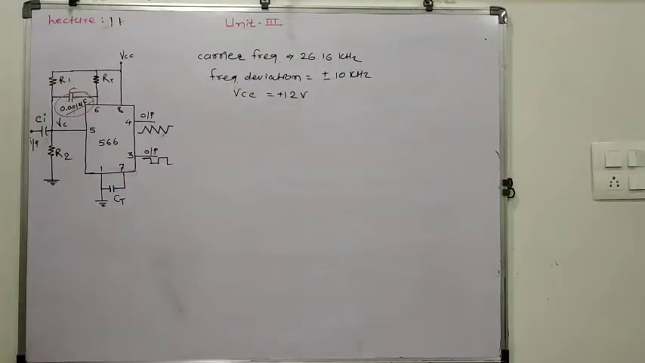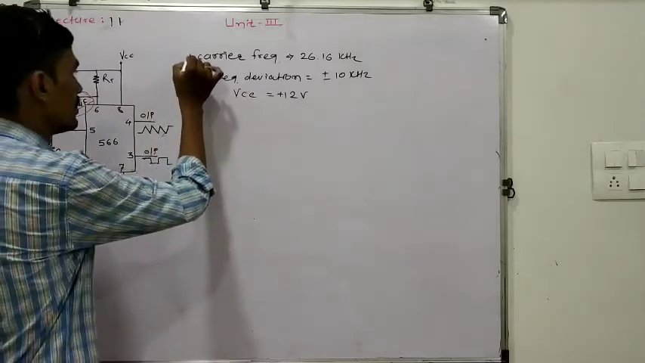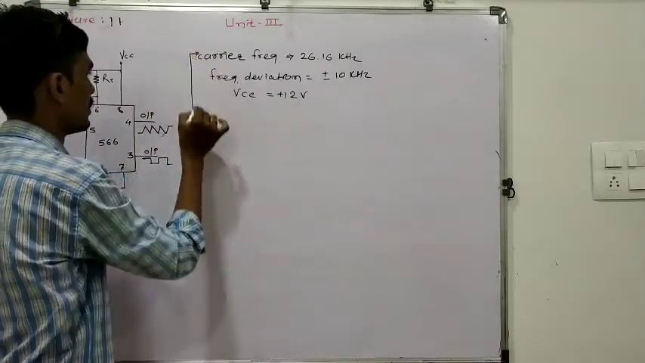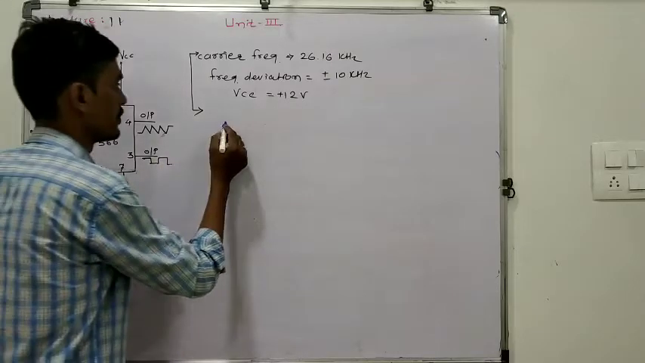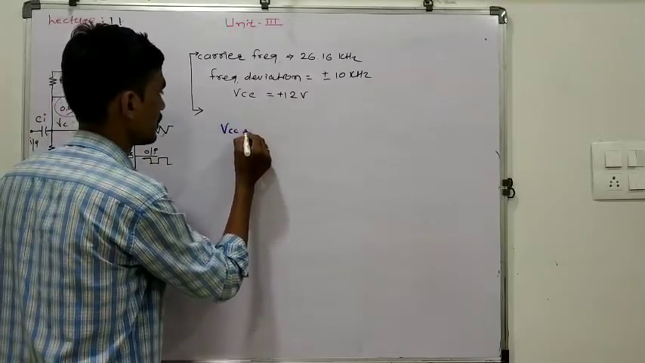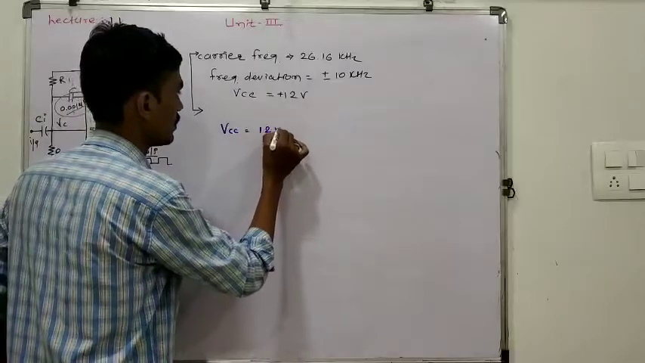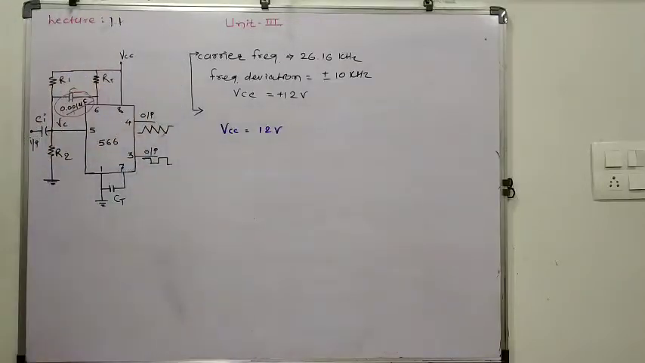So let us start with the solution of this problem, from the given data. Now let us start with the solution. We know that VCC is equal to plus 12 volt. So the first point is VCC is equal to 12 volt. This is the given data available.